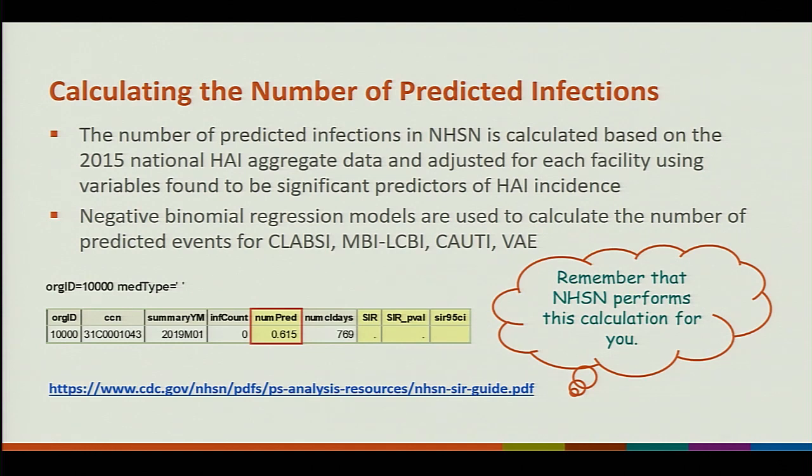Also, I would highly recommend that you read the SIR guide, which is linked right down here below. This document provides a detailed look at information regarding the different statistical models for all of the HAI types, parameter estimates, and also some examples.